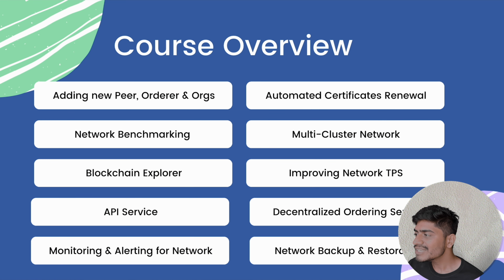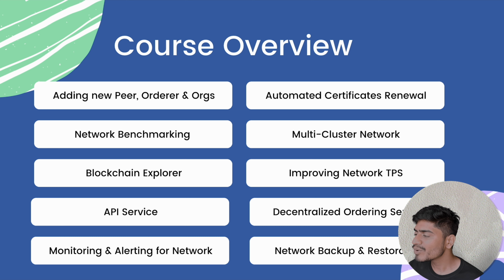Then the next section is a slightly advanced section. This is for advanced use cases where you want to add new orders, new peer or new organization to your existing Fabric network. And this section is truly intended where you want to scale your Fabric network. You want to add more participants, you want to add more organizations, or you want to add more ordering nodes. So this section covers all those concepts.